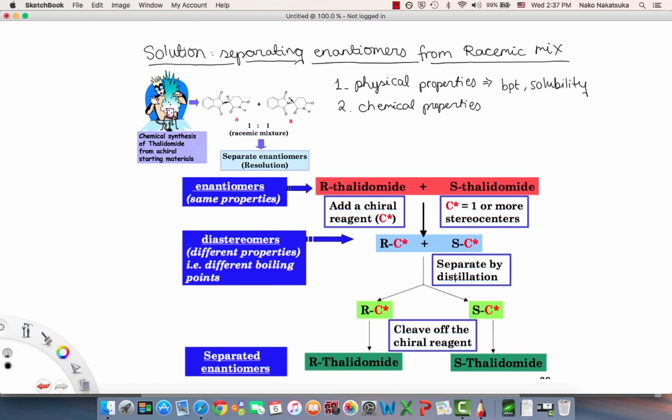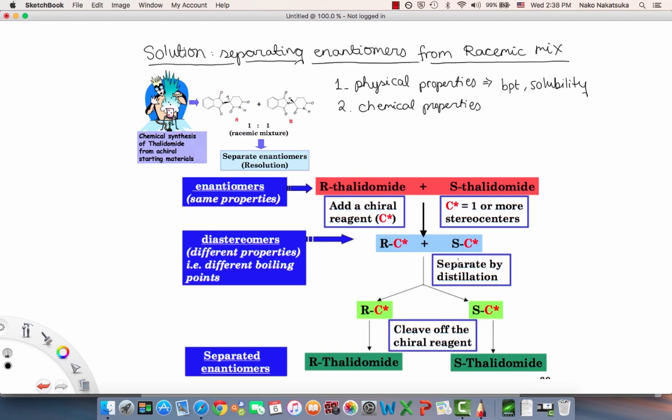So now let's look at this. This diagram right here is the resolution strategy, where enantiomers are not easily separated because they have the same properties, but diastereomers are. So we start out with these two enantiomers, but then we add a chiral reagent, one with one or more stereocenters. And then we create these diastereomers, which now have different properties. For example, they have different boiling points, and you can separate them by distillation.